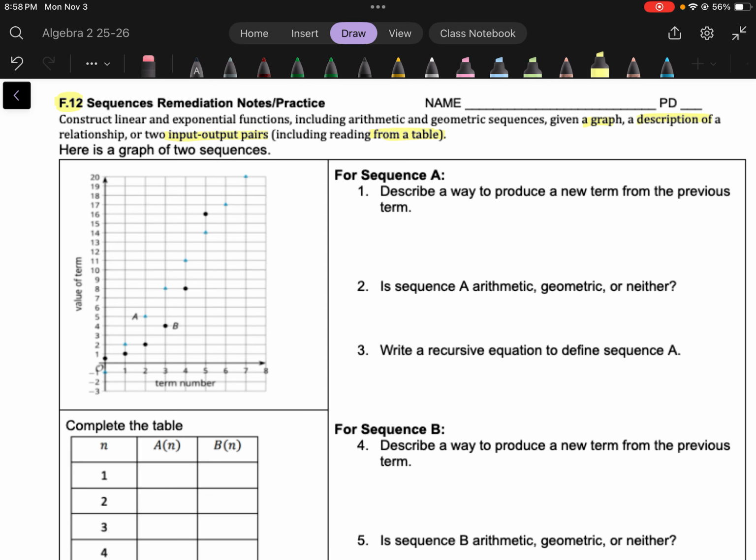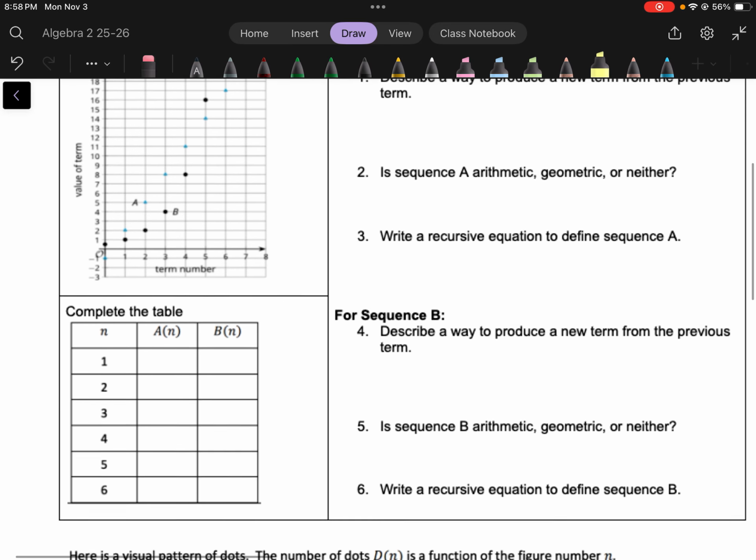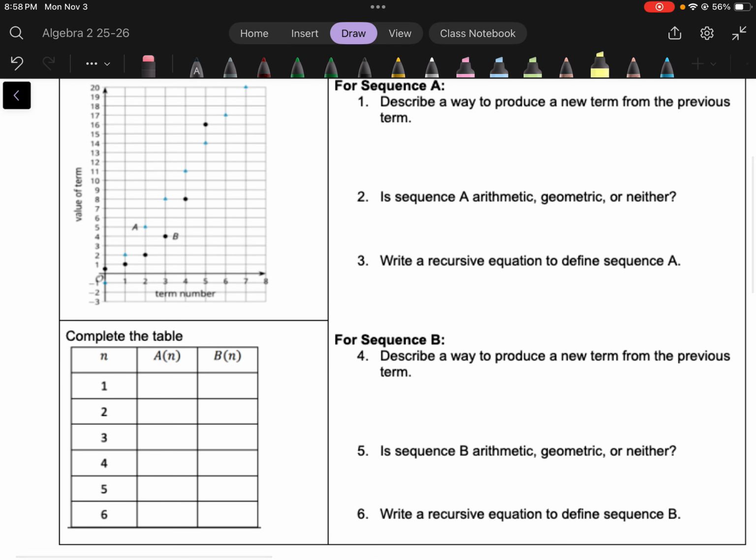So for sequence A and B, let's go ahead and fill in the table. We're just going to look at those numbers from the actual graph. So we can see that the first term is 2, the second term is 5. I'm on sequence A right now, and then we have 8, 11, 14, and then 17. So that'll be sequence A.